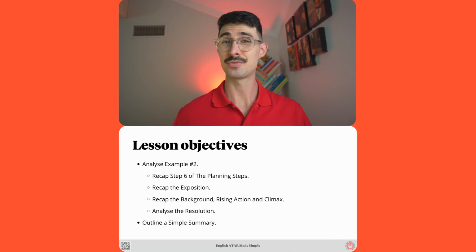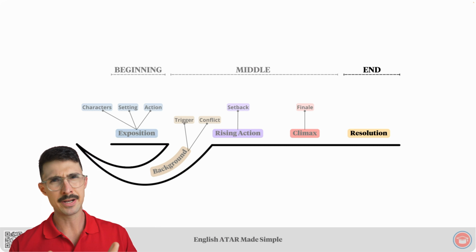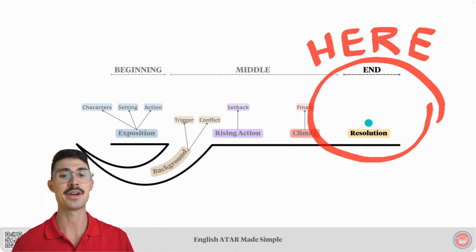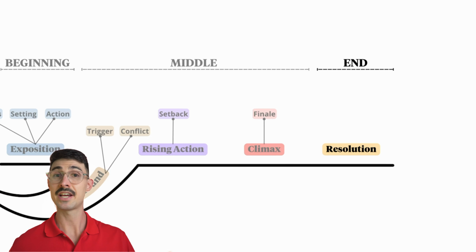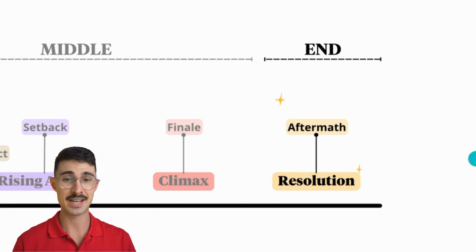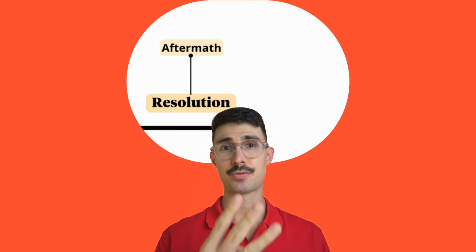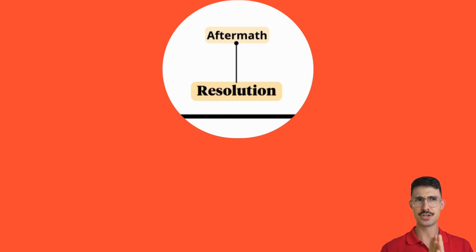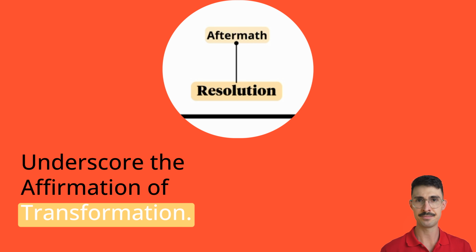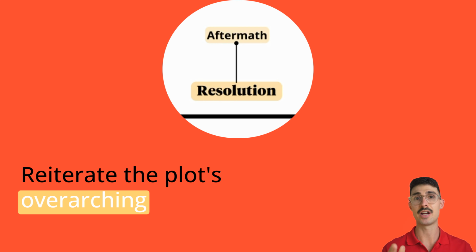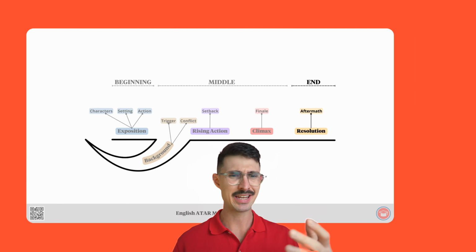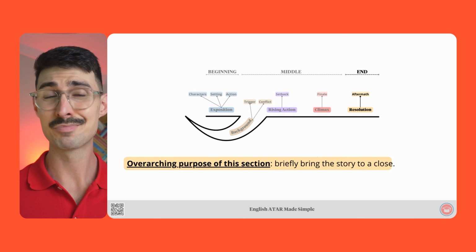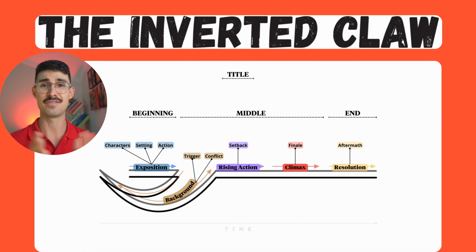Here is that recap of the structure of the resolution. As we know by now, the resolution falls within the end part of the story, and specifically it is the final section of the short story. The resolution section has one ingredient or element, and that is the aftermath. For this element, you should do 3 things. Firstly, you should enable the protagonist to reflect on the climax. Secondly, you should underscore the affirmation of transformation. And thirdly, you should reiterate the plot's overarching theme. Speaking of overarching things, here is the overarching purpose of this section. It is to briefly bring the story to a close. And just like that, we have made it to the end of the inverted claw short story structure.